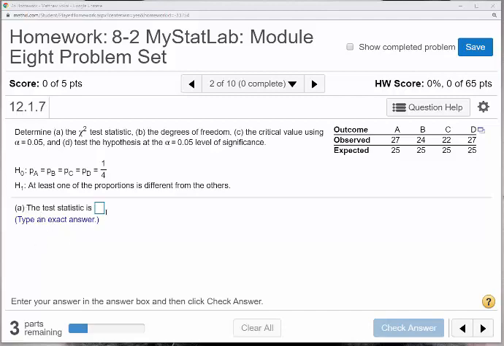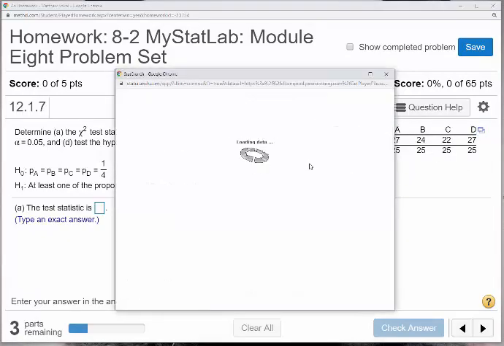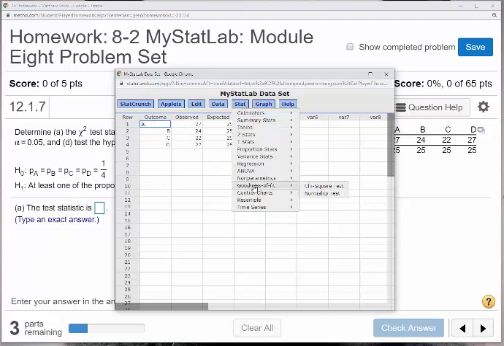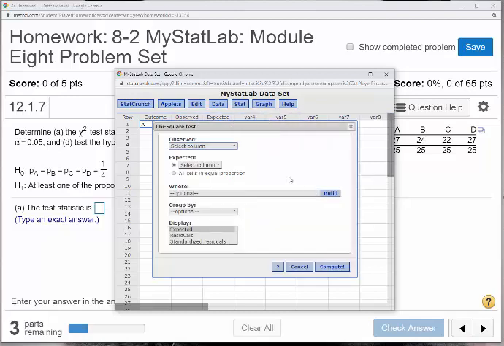Okay, so first off, it says find the test statistic. So you're going to click the double pane windows and you're going to open this up in StatCrunch. So it says the outcome and then you see the observed and the expected. So for problem number 2, what you're going to do is you're going to hit stat. You're going to go down to goodness of fit, forgive me there, and you're going to click on this thing called chi-square test. So goodness of fit, chi-square test. And then it actually gets really easy from here. So it's going to say, all right, well, what were the observed values? We'll select the column, go to observed. What were the expected values? Select the column, click on expected, and then just hit compute right here.